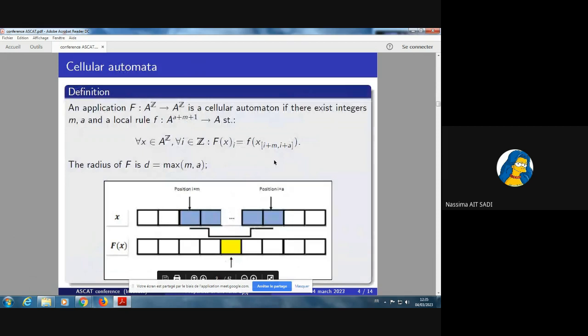Now we define the cellular automaton. A cellular automaton F is an application of the symbolic space A^Z to itself, where the image of any point X is obtained component by component. For example, the image of X by the cellular automaton F at the position i is obtained by applying the associated local rule to the elements of X between the position i plus m and the position i plus a, where m and a are two integers, and the maximum of their absolute values is called the radius of the cellular automaton.